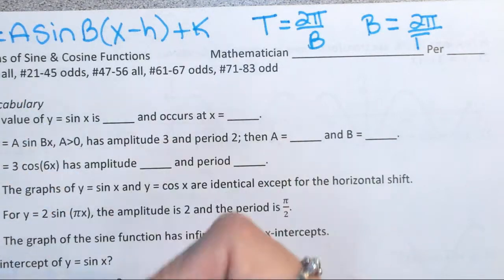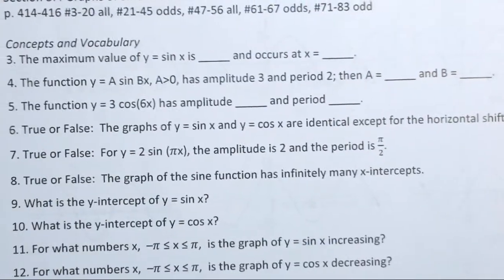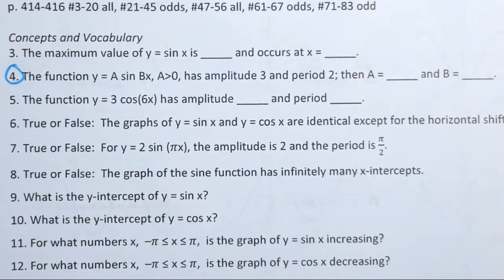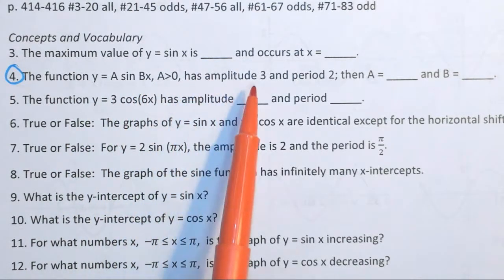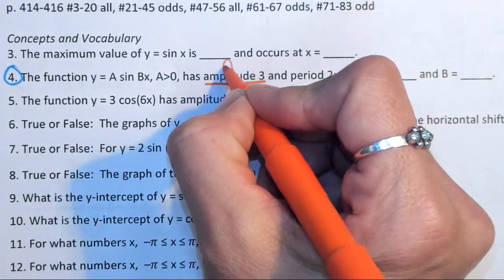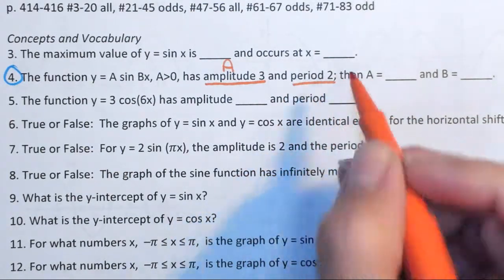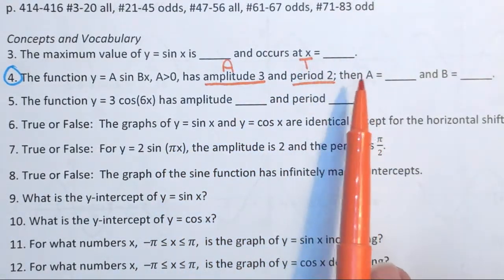All right. So we're going to do a couple from this question and answer section to make sure you understand what they want. Let's look at number 4. The function y equals a sine bx, where a is greater than 0, has an amplitude of 3. What letter is amplitude? A. So let's put an A right there. And it has a period of 2. What letter do I use for period? T, for time, right?